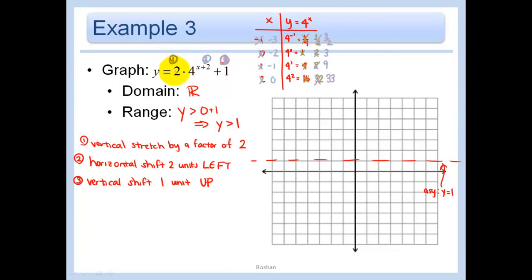Again, the green was the vertical stretch. I must apply them 1, 2, 3: vertical stretch, horizontal shift, vertical shift.